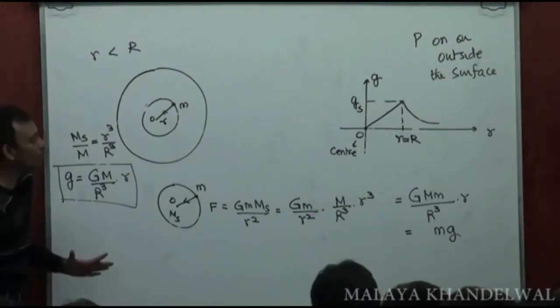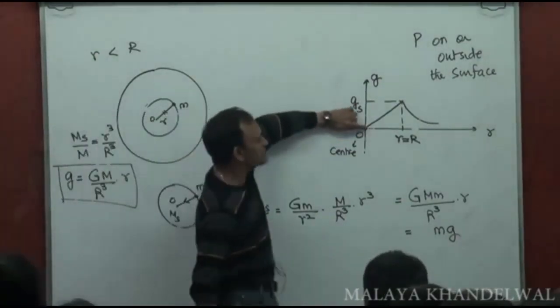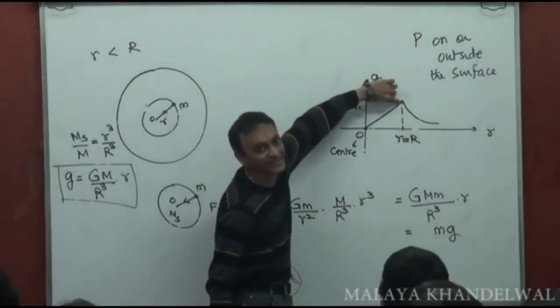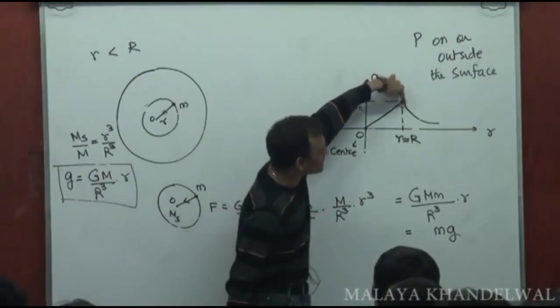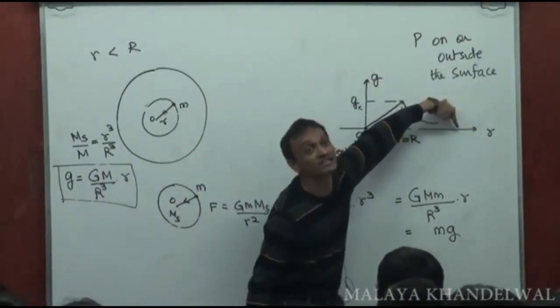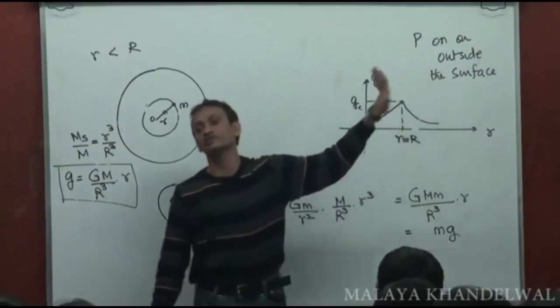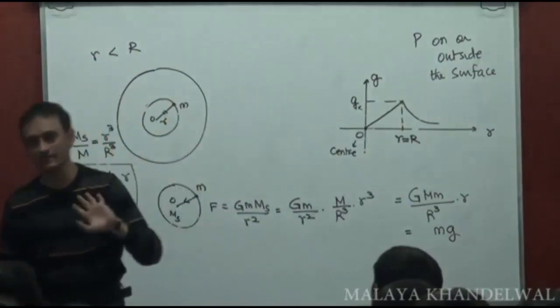So that's the variation of g. Inside the earth, from the center to the radius of the earth, it increases linearly, and then from the radius of the earth above the surface, it falls like 1 by r square. That's the variation of g with height, depth, etc. Clear?